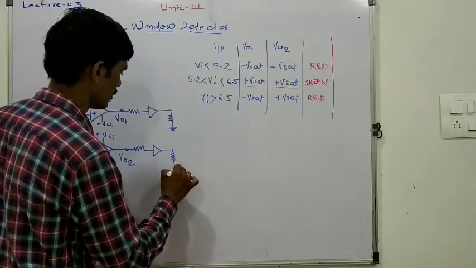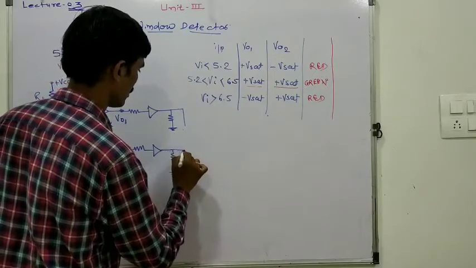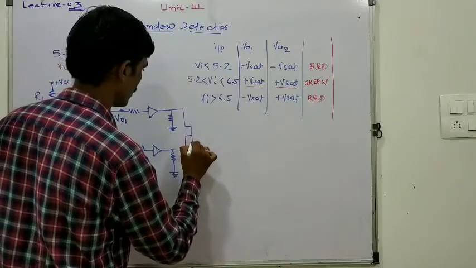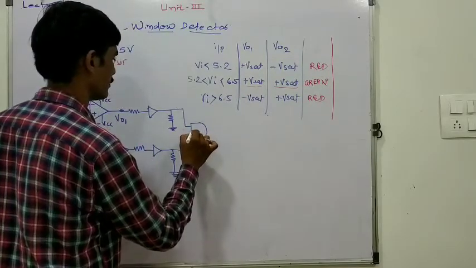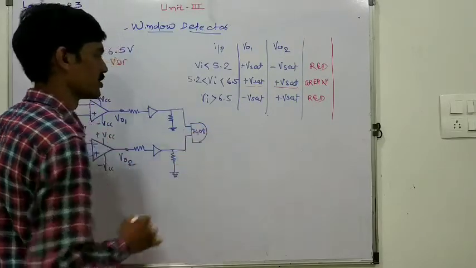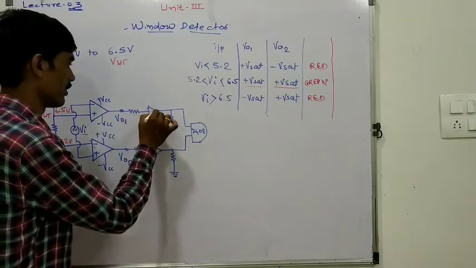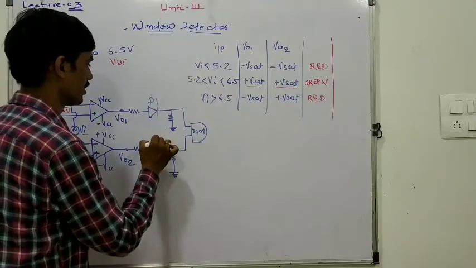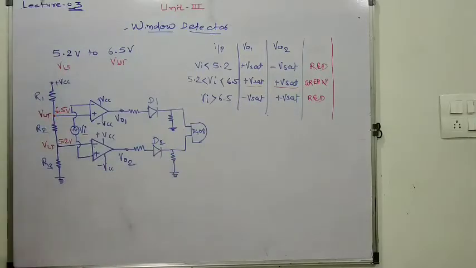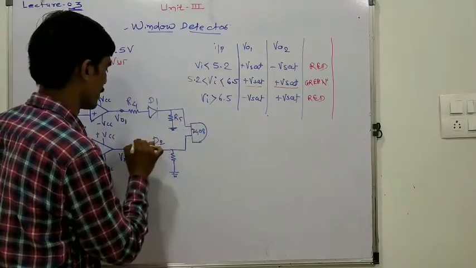This resistor must provide a 5 volt supply to the logic gate AND, or 7408 IC. 7408 IC is basically an AND gate IC. So this is diode D1, and this is diode D2. These are the two diodes, D1 and D2. And these are resistors R4 and R5.